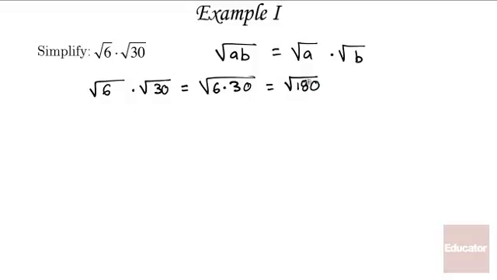Well, this is not in simplest form because 180 contains factors that are perfect squares. So I'll go ahead and factor this out. And maybe I start out with 9 times 20.